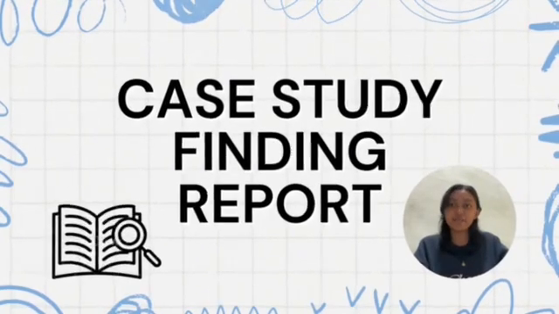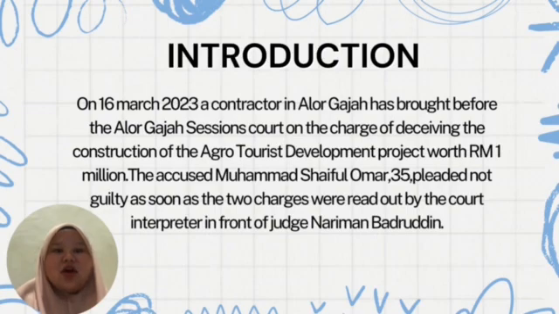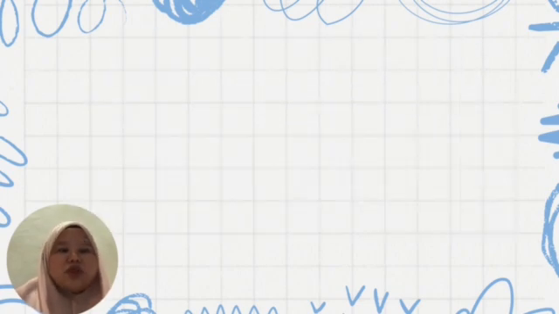Case Study Finding Report. Introduction. On 16 March 2023, a contractor in Alor Gajah was brought before the Alor Gajah Sessions Court on a charge of deceiving in the construction of an agro-tourist development project worth RM1 billion. The accused, Muhammad Syaiful Omar, 35, pleaded not guilty as soon as the two charges were read out by the court, interpreted in front of Judge Nariman Badruddin.